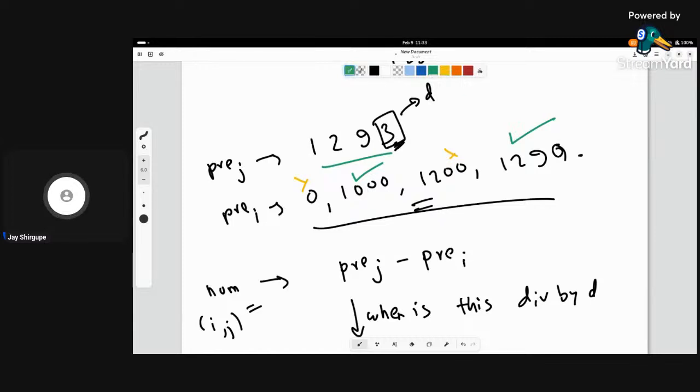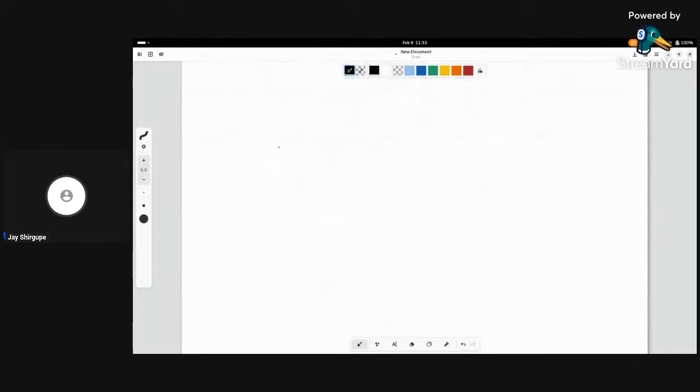Then how do you get that there are two such numbers that satisfy that 1293 minus this prefix of i is equal to this prefix of i modulo 3? There are exactly two such numbers that satisfy this. How to get that efficiently is what we want to optimize at this point.